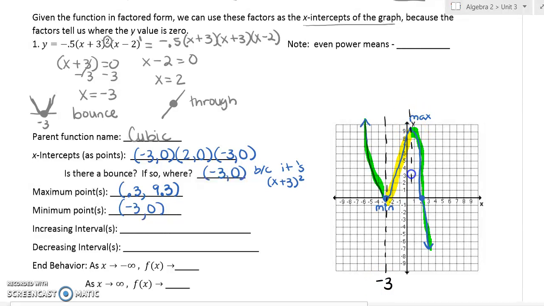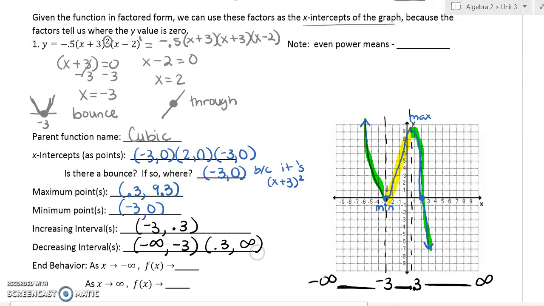This one is going through the max, and the x value for the max was 0.3, and then we know that negative infinity is on the left side and infinity is on the right side. So we know in this interval we are decreasing, so that is from negative infinity to negative 3. In the next interval we are increasing, so that's from negative 3 to 0.3. And then from 0.3 to infinity, we are also decreasing.